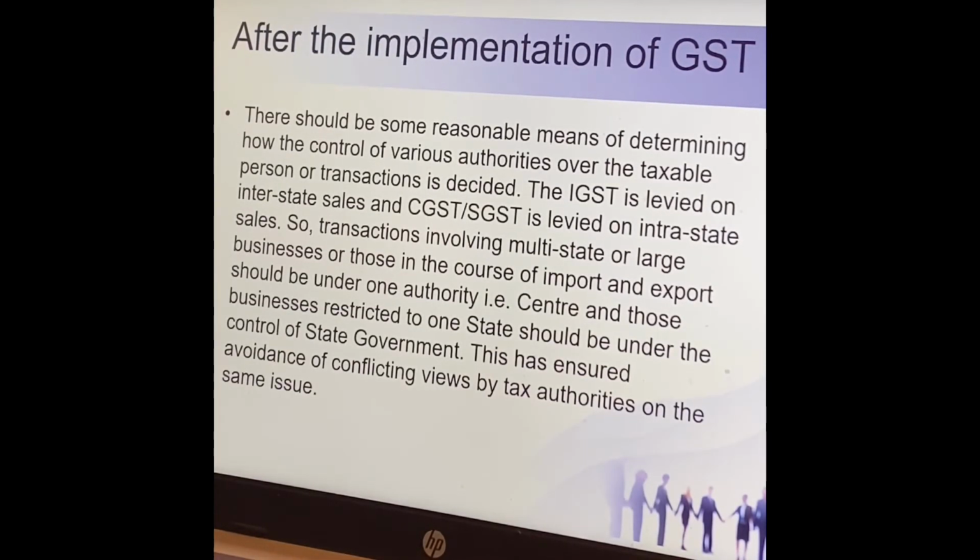After the implementation of GST, that is, after the GST taxation system was implemented in India, there should be some reasonable means of determining how the control of various authorities over the taxable person or transactions is decided. The IGST is levied on interstate sales, and SGST or CGST is levied on intrastate sales, which we have discussed before. So transactions involving multi-stage or large businesses, or those in the course of import and export, should be under one authority, that is the center, and those businesses restricted to one state should be under the control of the state government. This has ensured avoidance of conflicting views by tax authorities on the same issue.